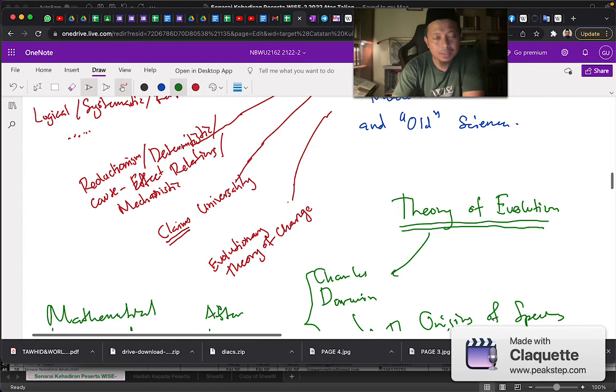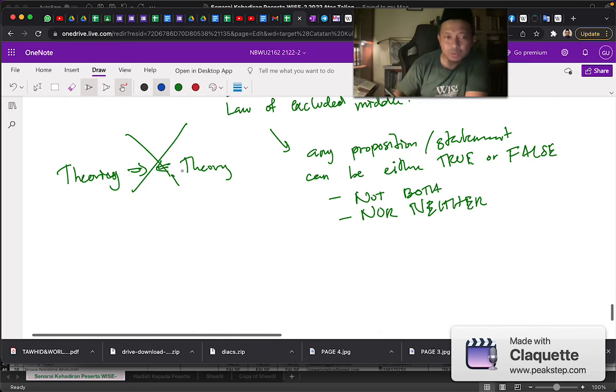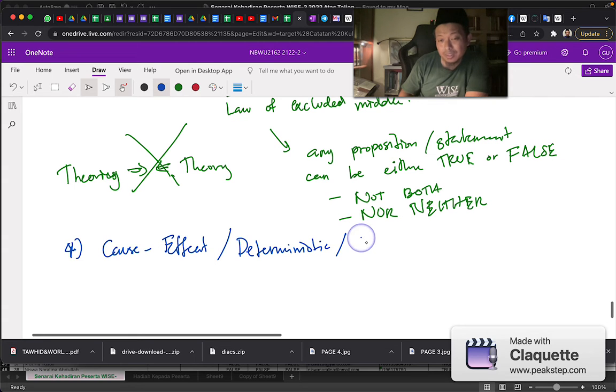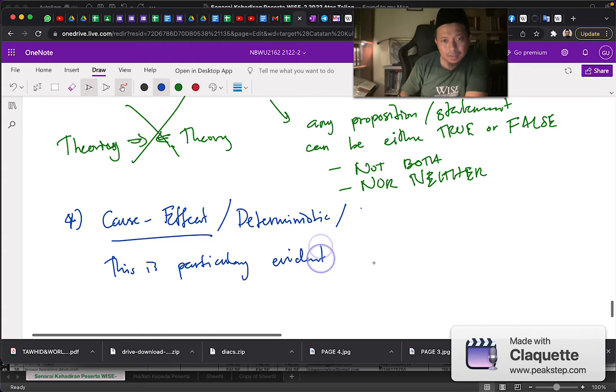Next, now determinism. Being deterministic. This is peculiar to the Newtonian system. This cause and effect, or deterministic, and also somewhat reductionist, but I'm not going to write it here. Causal relation, deterministic. This is particularly evident in Newtonian physics.